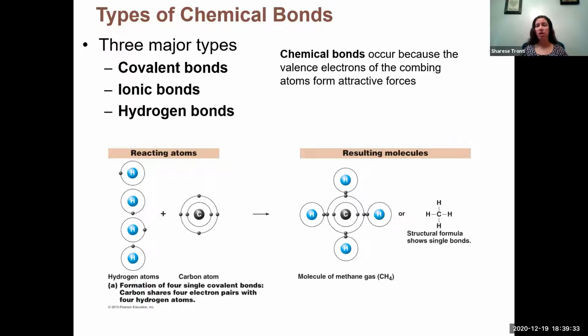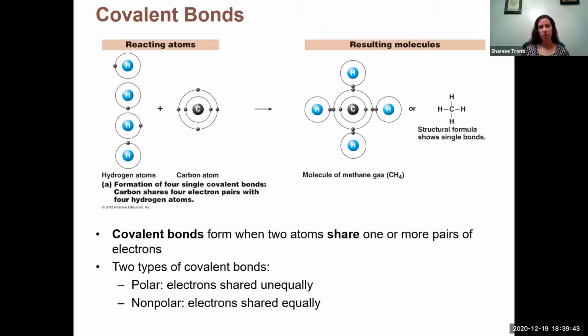So a chemical bond occurs when the valence electrons of the combining atoms are attracted to each other. We're going to talk about those attractions here. We're going to go through each of these types of chemical bonds. The first is a covalent bond. And in a covalent bond, what's key here is that the electrons are shared.